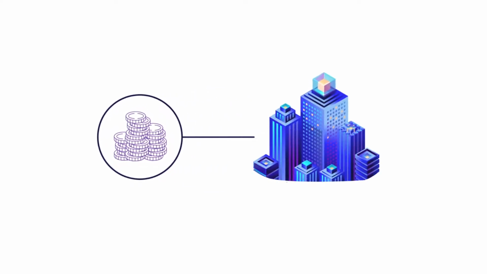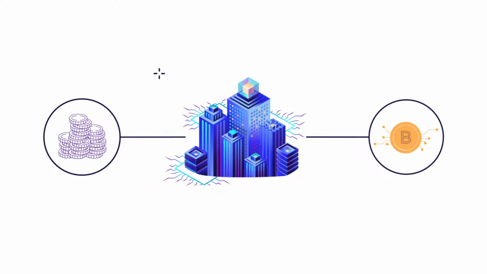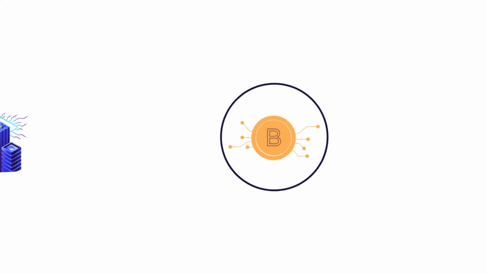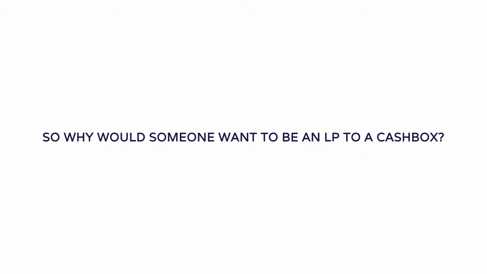For real estate, we will employ an SPV, or fund structure, which effectively owns the real estate and then can have its shares tokenized. Cashbox LPs can convert their asset tokens back into shares and sell them back to the SPV. So why would someone want to be an LP to a Cashbox?